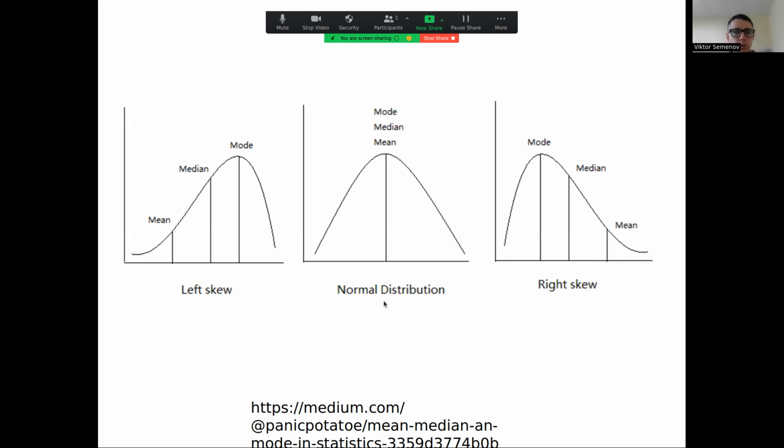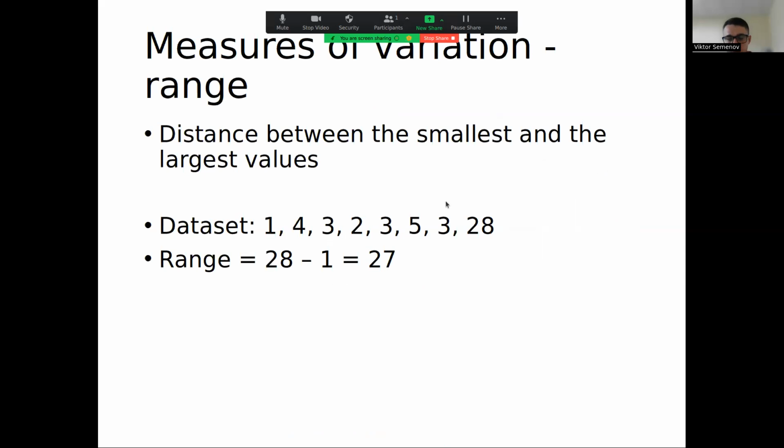And for the terminology, the skew: you see that there might be right skew, when the steeper side of the curve is to the left and the less steep side is to the right. So this is the right skew. And there might also be left skew, when the less steep side will be to the left of the top of the distribution curve. So these were the measures of central tendency, and also we would need to discuss the measures of variation, and we will begin with the range.